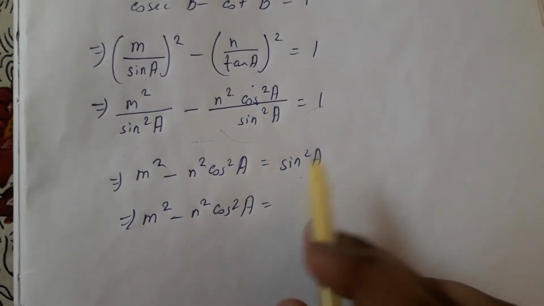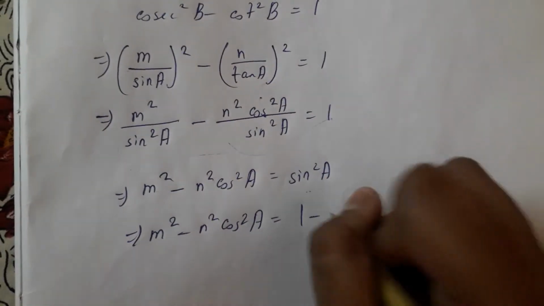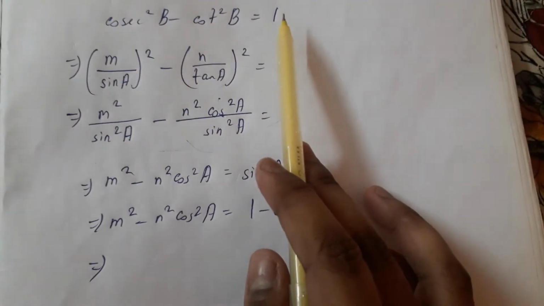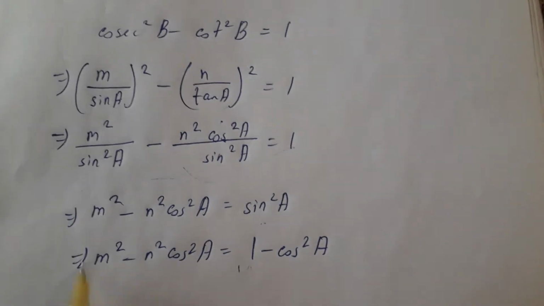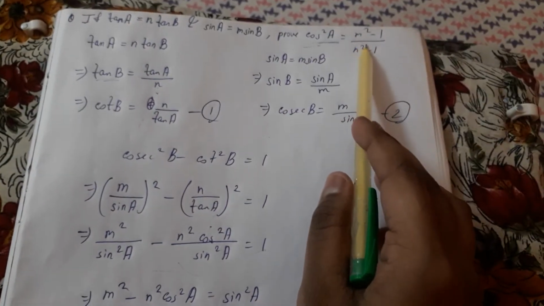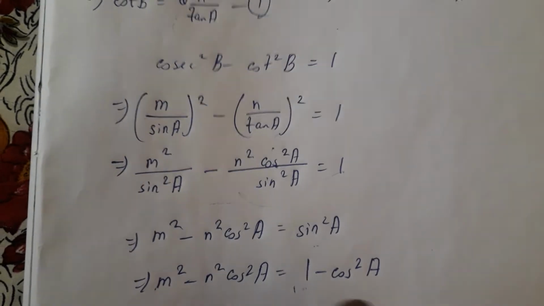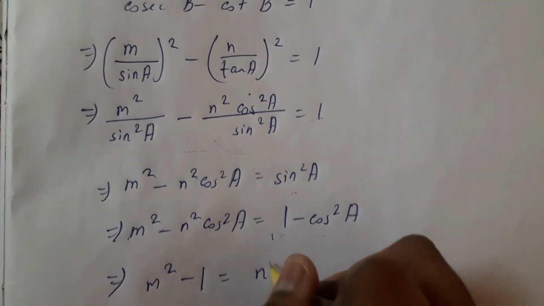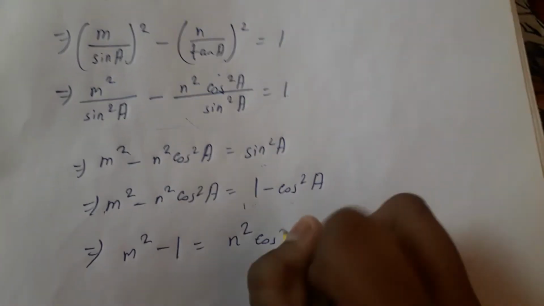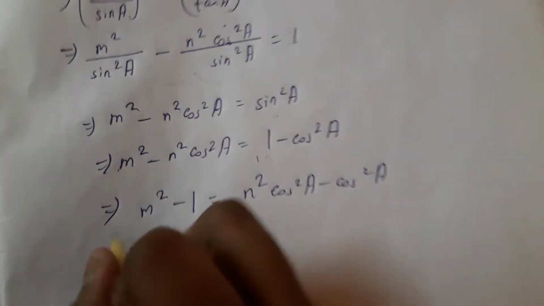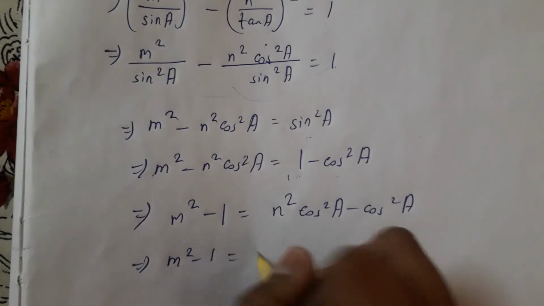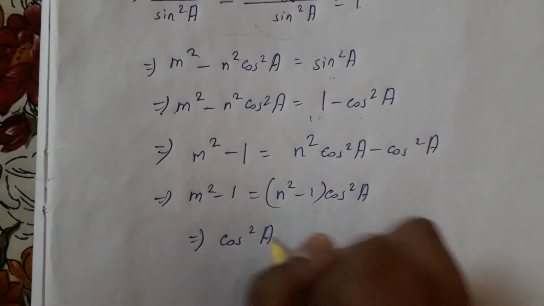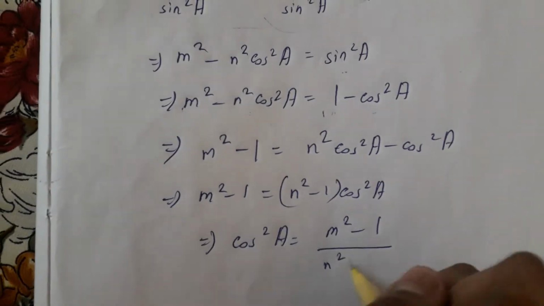to, here also you have to write cos square A, that is sin square A is equal to 1 minus cos square A. Now see, here you have to take m square minus 1. Here it is given m square minus 1, so take m square minus 1, and you have to take n square cos square A to this side, like terms. n square cos square A minus cos square A equals m square minus 1, so (n square minus 1) into cos square A, which is equal to m square minus 1, so cos square A is equal to (m square minus 1) divided by (n square minus 1).